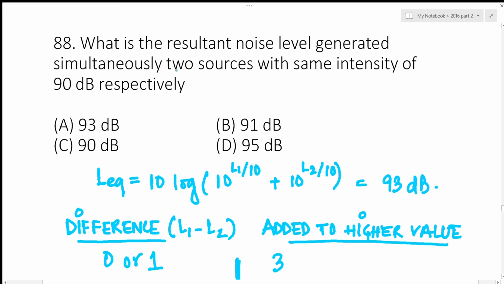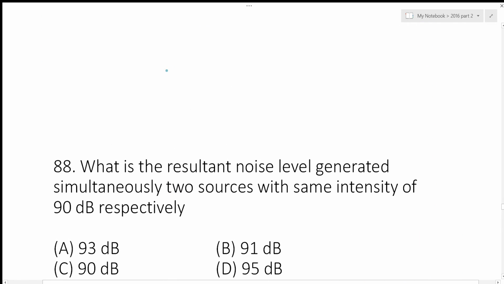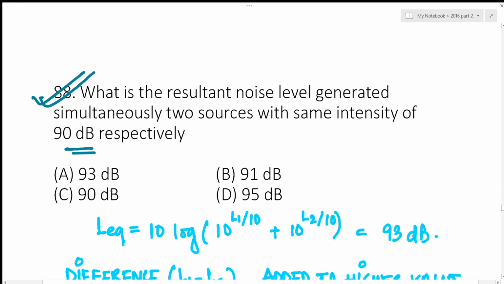Next question is: what is the resultant noise level generated simultaneously by two sources with the same intensity of 90 dB respectively? If you have a question like this, you have a direct formula: Leq is equal to 10 log of 10 to the power L1 by 10 plus 10 to the power L2 by 10. Here L1 is 90 and L2 is also 90. Just replace the values, you would get the answer.